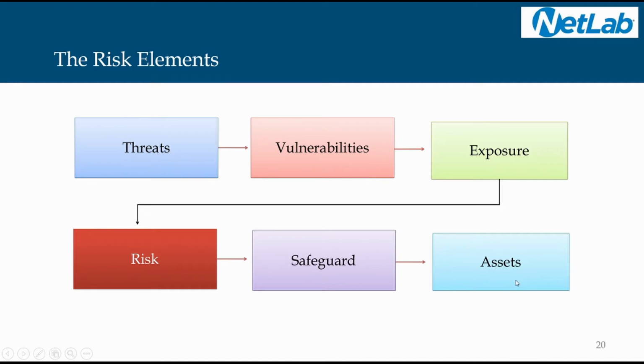Now, when the threat is exploited with the vulnerability, it results in exposure of the very sensitive data and credentials, also in real time. This exposure is a risk to the organization. And in order to safeguard these assets, we need to find out ways and means to provide the safeguard. So the assets are endangered by the threats. And the threats and vulnerabilities, when combined, result in exposure, which is a risk for the assets. In order to safeguard the assets, we need to provide safeguards.